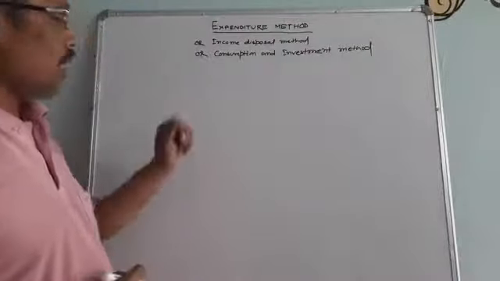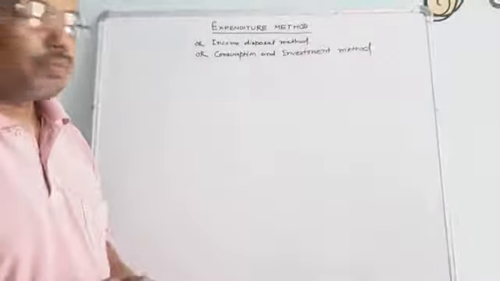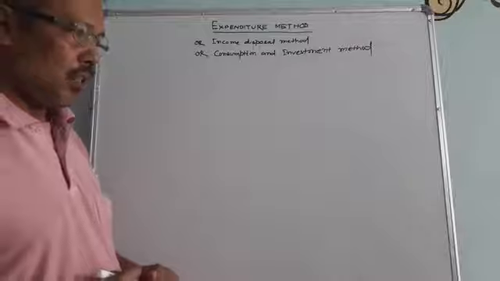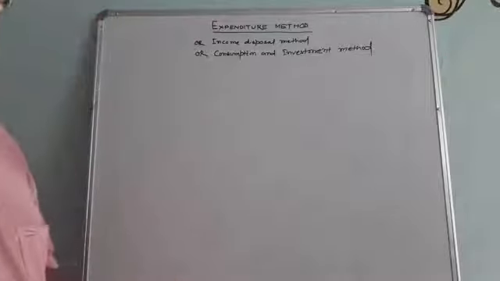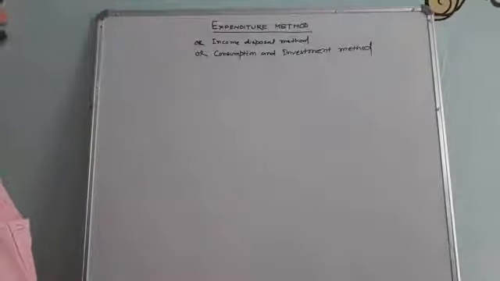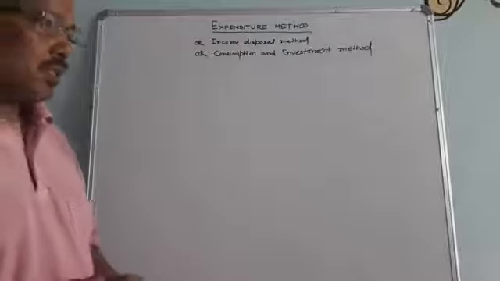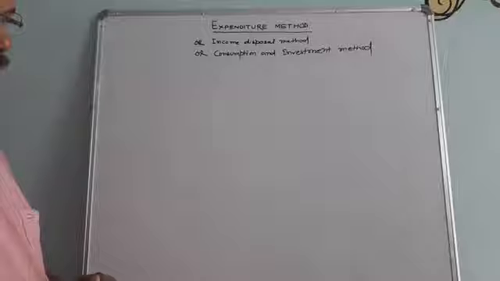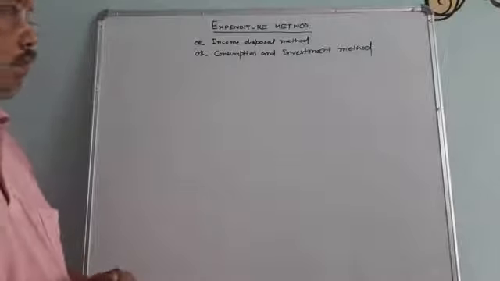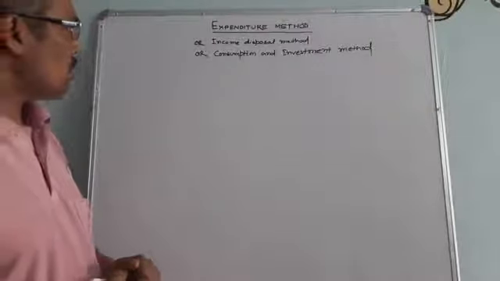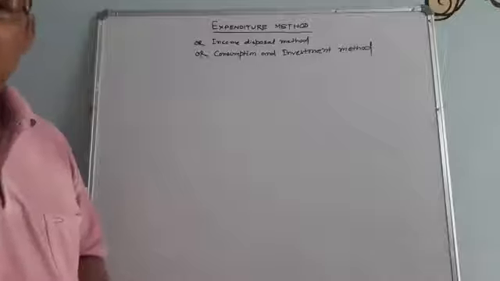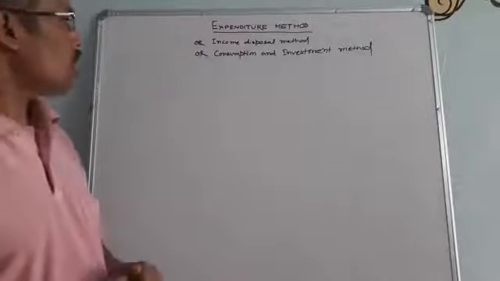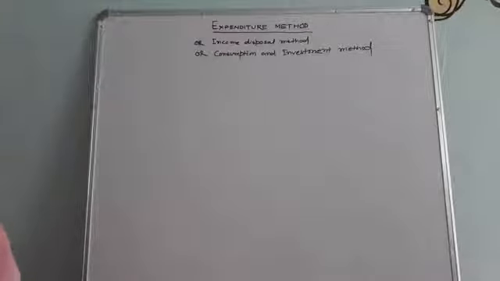Today we'll start the expenditure method. It is the third method of measurement of national income. We have already discussed the value added method and the income method. This expenditure method is also known as the income disposal method, or the consumption and investment method.